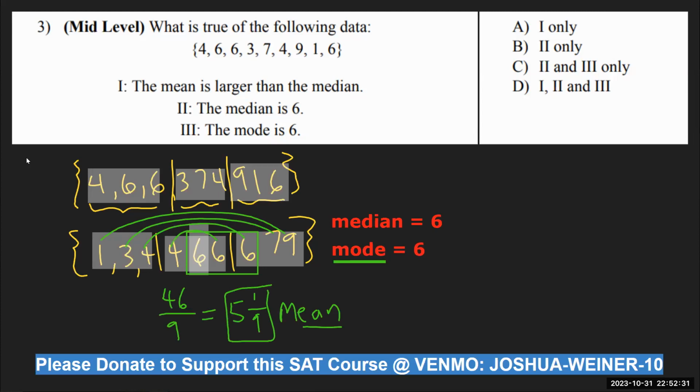So let's look at the 3 statements and see if they're true or false based on our mean, median, and mode. The mean is larger than the median. Here's the mean. 5 1/9 is larger than the median. That is a no. So we'll put a red card over that. That is false. The median is 6. That is true. We'll put a green card over that. I did that in green. That is true. The mode is 6. That is also true. So we have 2 true statements, and we have 1 mathematically false statement.